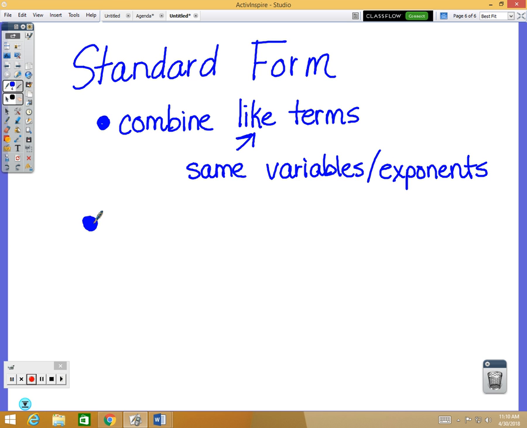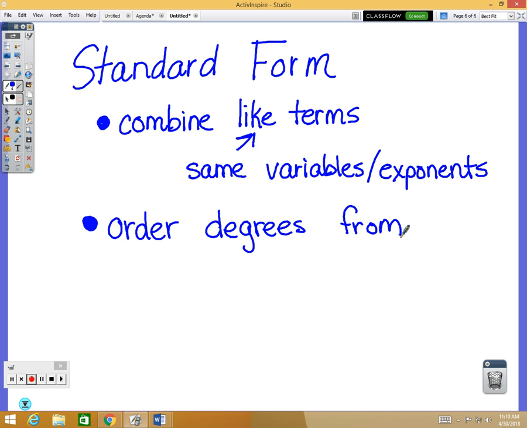And the other part of this is that in our final answer, we're going to order the terms, or monomials, by degree. We want the greatest degree listed first to the smallest degree. So order degrees from greatest to least. Okay, so we'll spend some time just practicing that. And then we'll be finished with notes today.